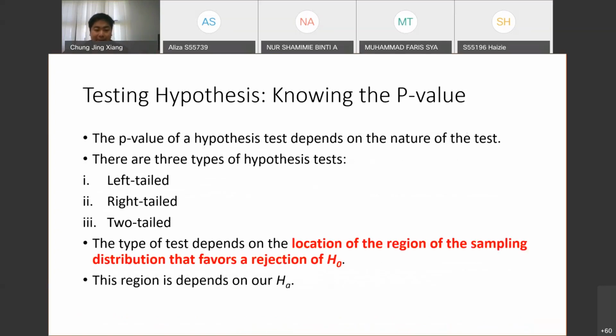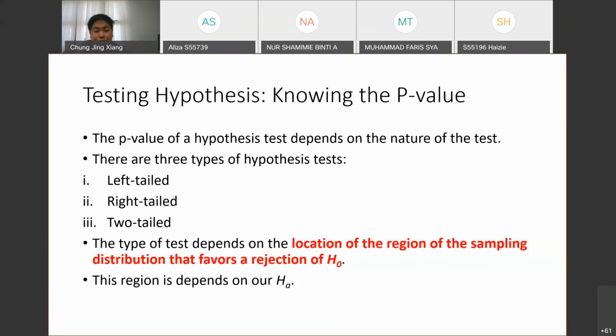Obviously I already mentioned this. The p-value of a hypothesis test depends on the nature of your test, like I told you just now. Let's say you get a p-value of 0.06, but your test actually allows a 0.1, 10% chance of error. So you can actually accept it. So remember, the p-value depends on the nature of the test, and the calculation of p also depends on what hypothesis test is used.